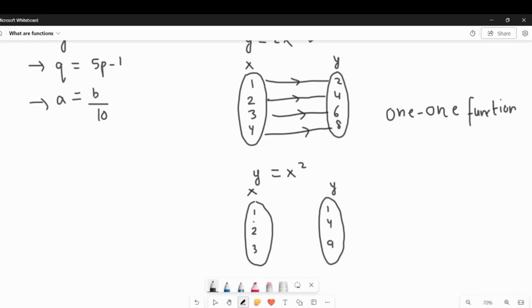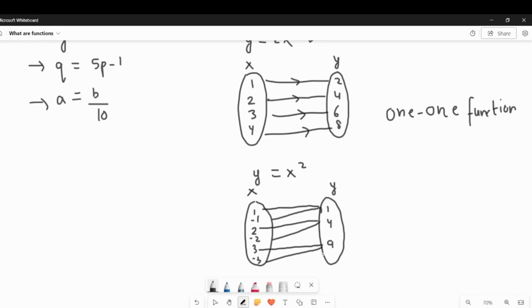So if x is negative 1, then also you know that negative 1 squared is 1 again. So you can see here that 1 and negative 1 will have the same output 1. Similarly, if I take negative 2 here, then negative 2 squared is also 4. So here also 2 and negative 2 are having the same output 4. And similarly, 3 and negative 3 also have the same output 9.